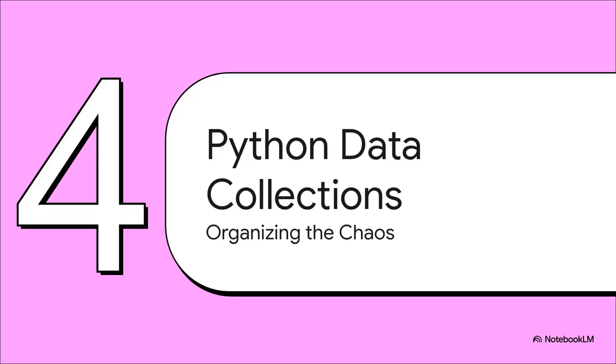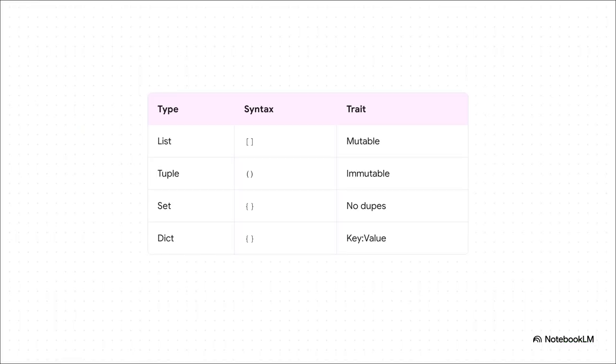Which brings us perfectly to Section 4, Python Data Collections Explained. Let's organize the chaos, shall we? Let's organize the 4 main non-numeric collections side by side so you always know exactly which tool to reach for. First up, we have lists, which are defined by square brackets. They're mutable and hold a simple sequence of items. Next are tuples, which look really similar but use parentheses. The core difference here? Tuples are immutable, locked in stone. If you've got geographic coordinates that should literally never change, use a tuple.